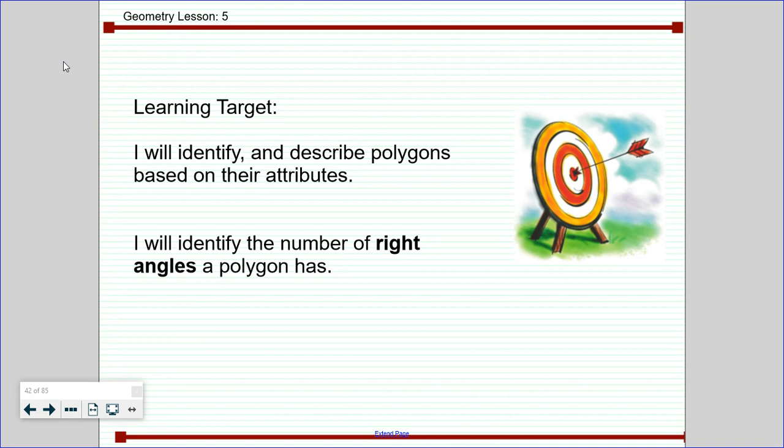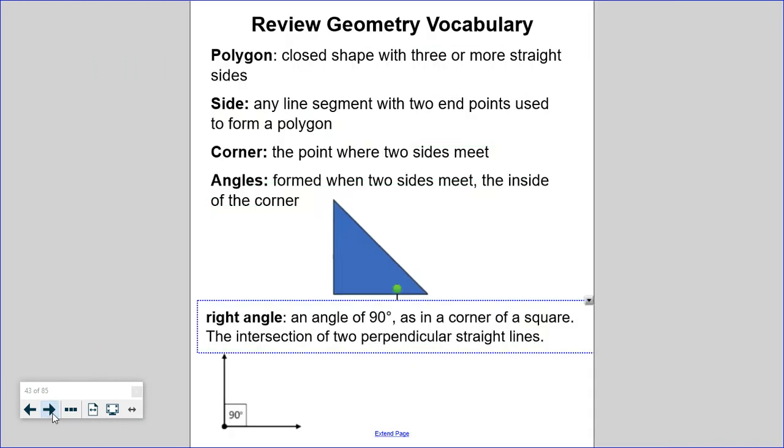Today we are going to learn lesson 5 of our geometry unit. Our learning targets today are to identify and describe polygons based on their attributes. That's something we've been working on this whole time. Today we're going to focus in particular on right angles and on identifying the number of right angles that a given polygon has. So let's get started.